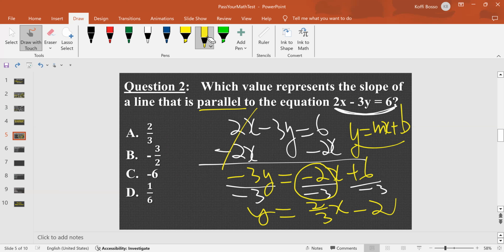Because I'm looking for the slope, it is the number in front of x, or the coefficient of x, which is 2 over 3. Now, because they say parallel, that means the other line will have the same slope, which is 2 over 3. Therefore, the correct choice is A. So 2 over 3. Okay, the next question.